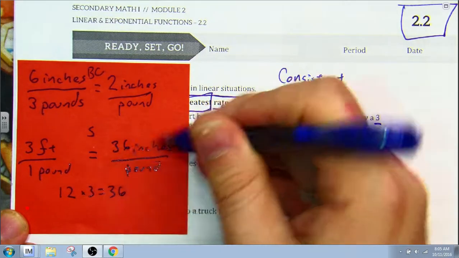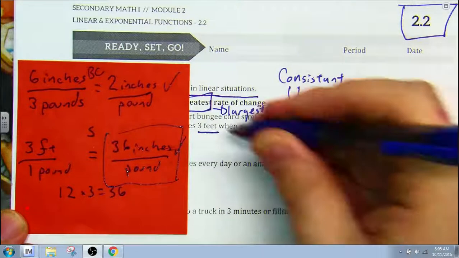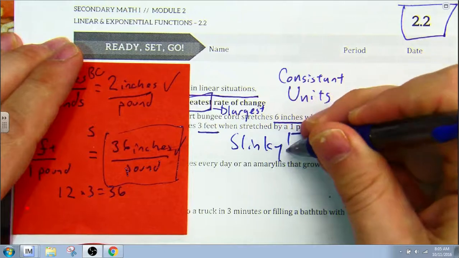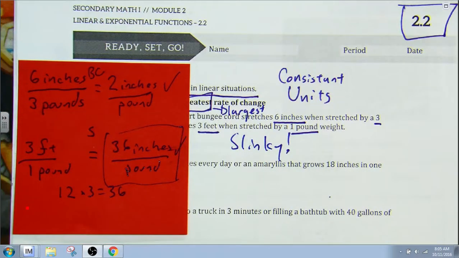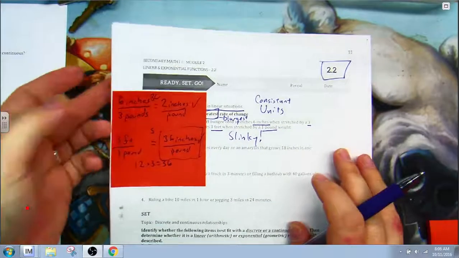Because 36 inches is the same as 3 feet. So which is greater? Clearly 36 inches per pound. So clearly the slinky has the greatest rate of change. All right, so that's what you're going to be doing for those problems. Let's go ahead and zoom out, move down, and zoom back in.